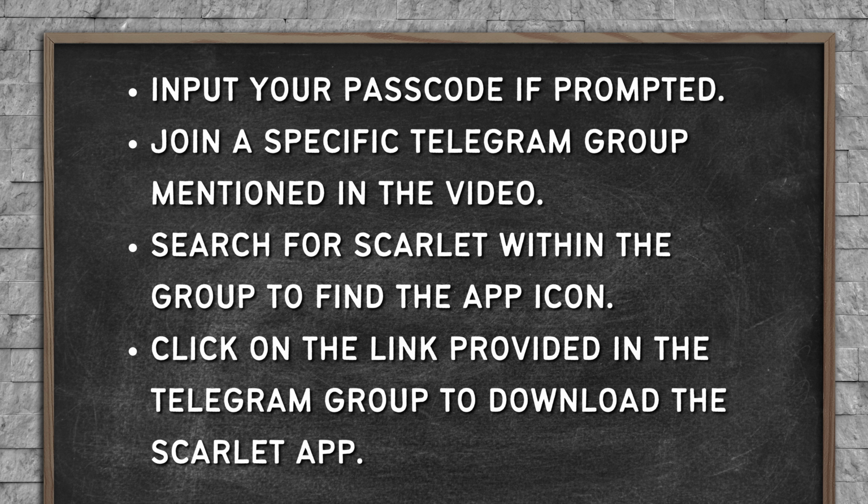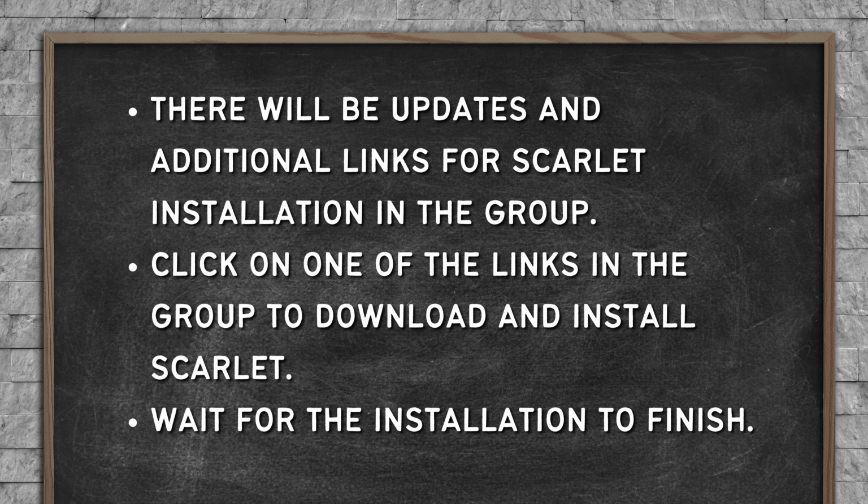Join the specific Telegram group mentioned in the video. Search for Scarlet within the group to find the app icon. Click on the link provided in the Telegram group to download the Scarlet app. There will be updates and additional links for Scarlet installation in the group. Click on one of the links in the group to download and install Scarlet.